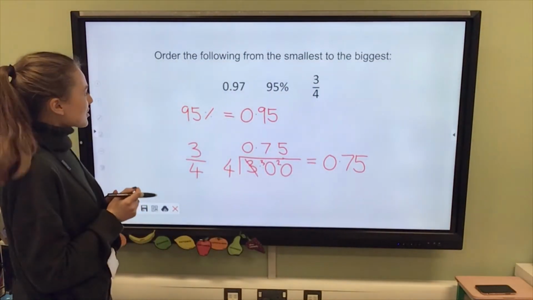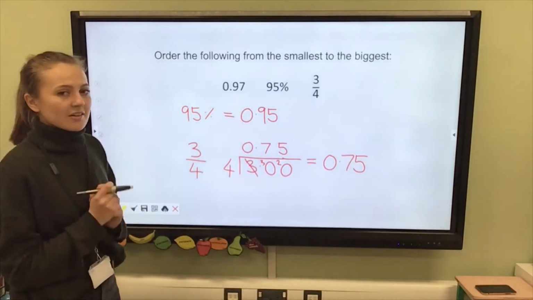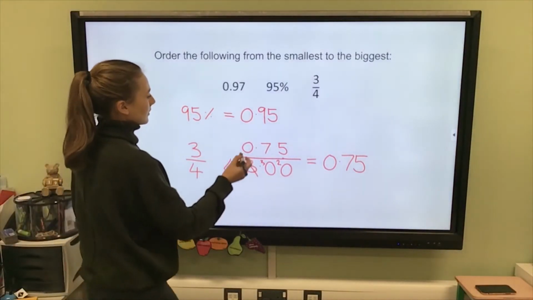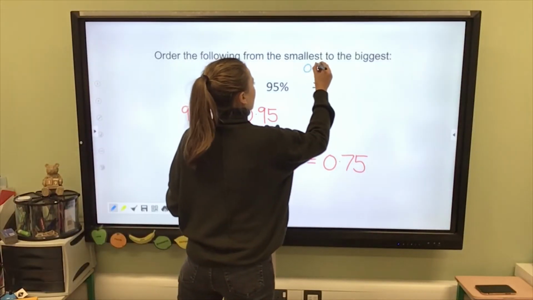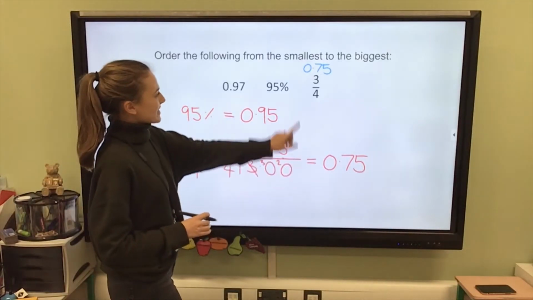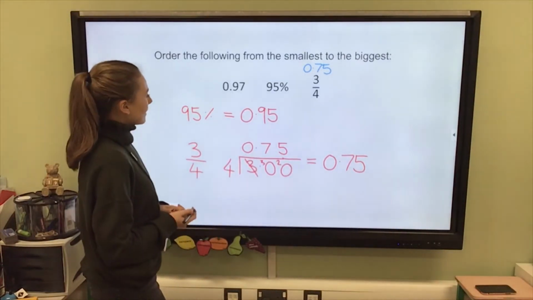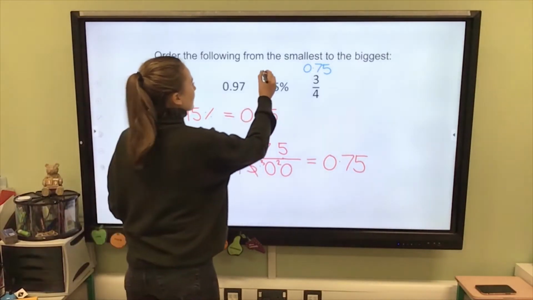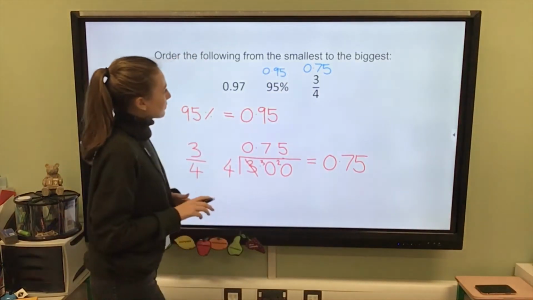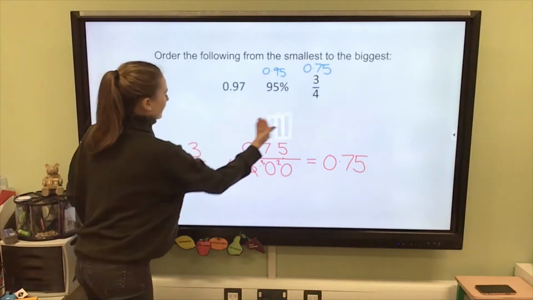Okay, so now I've managed to make all of them into decimals. It's going to be much easier for me to be able to order them. Okay, so I'm just going to write up here. My 3/4 is equivalent to 0.75, so I've just written that up here. And then I know that 95% is equivalent to 0.95, so I'm just going to write that up there so I can see it a little bit easier.